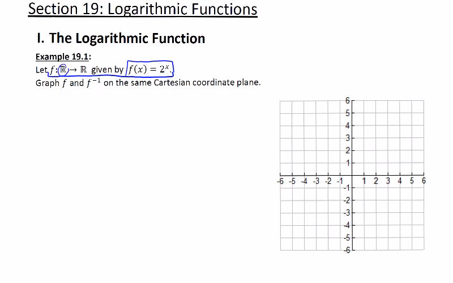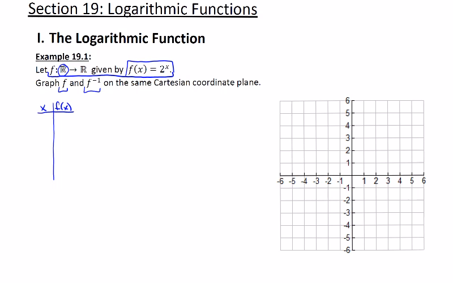The domain will be all real numbers, and we are expected to graph both f as well as f inverse on the same Cartesian coordinate plane. The way that we graphed f of x equals 2 to the x in section 19 was by first making a table. And I'm going to take that same approach here with this example because it's going to give us a nice ground up approach to being able to create this new function, which is the logarithmic function.